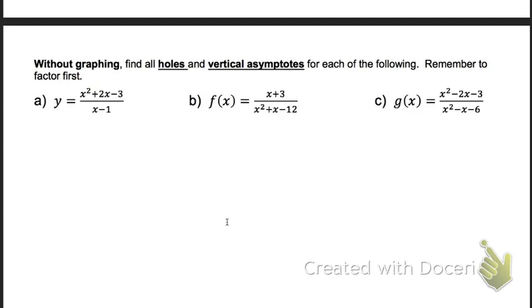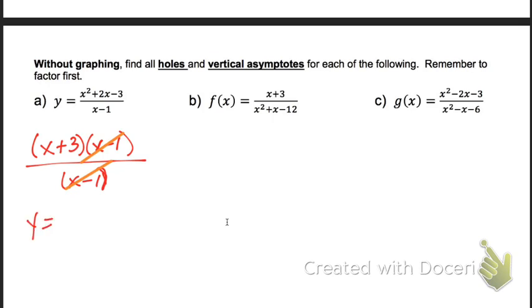Okay, so I cannot factor the bottom on part A, but I can factor the top. So what could I do? How could I factor the top on part A? x plus 3, x minus 1. Does anything get canceled here? Those get canceled. So I'm just left with y equals x plus 3.